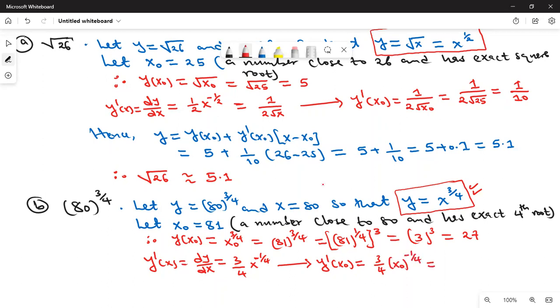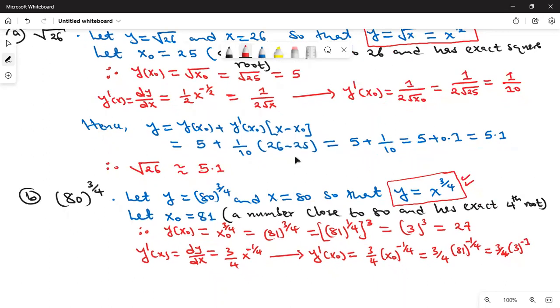And I know x naught, so this is the same as 3 over 4 times 81 raised to negative 1 over 4. So that is 3 over 4 times 3 raised to negative 1. You see, I have found the fourth root of 81, which is 3, and it was raised to negative 1. So anything raised to negative 1 is the same as 1 over that number. So here, it is 1 over 3. 3 over 4 times 1 over 3, and we expect our answer to be 1 over 4.